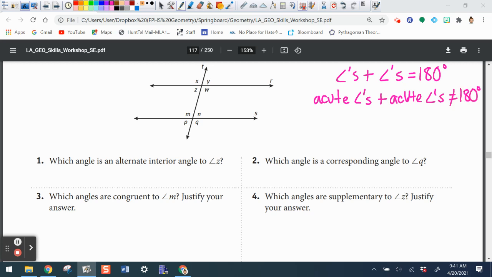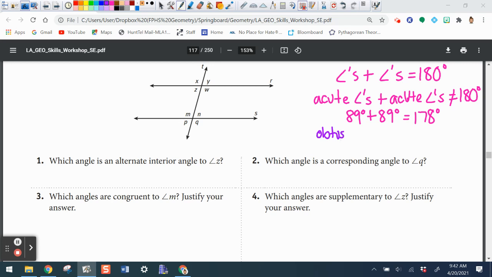Right? You can't have two acute angles, because the definition of an acute angle is between 0 and 90 degrees. The largest acute angle I can think of, without getting into decimals, is 89 degrees, and 89 plus 89 is 178. So we can't have two acute angles that are supplementary. Likewise, we can't have two obtuse angles that are supplementary as well.